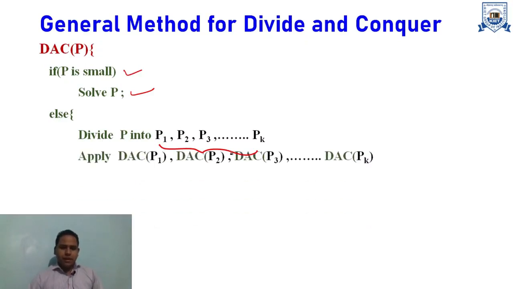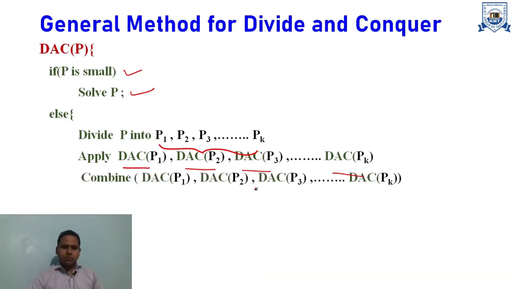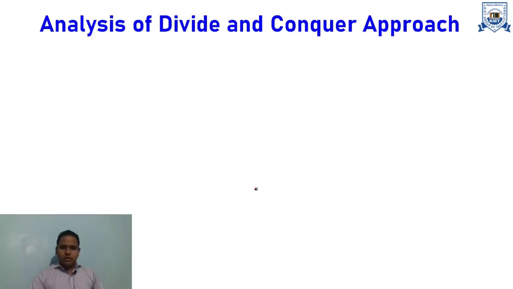And then we are applying the divide and conquer approach on each and every sub problem. You can see we are again calling that divide and conquer approach. We are simply dividing into sub problems until we get the small problem. And then finally we will combine the solution of each and every sub problem to get the solution for the main problem. So this is how the divide and conquer approach works. We are recursively calling the divide and conquer to get the solution. I think it's clear up to here.